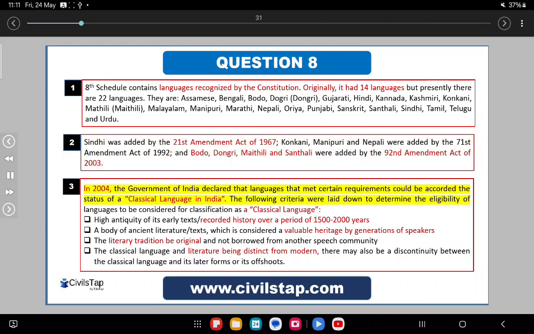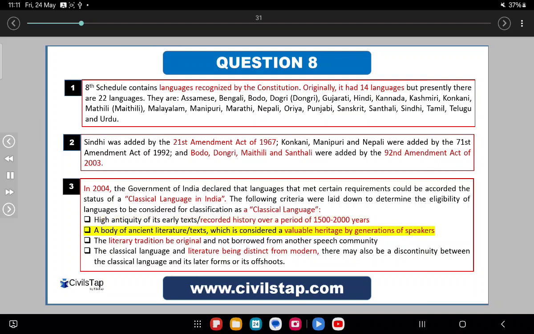2. In 2004, the Government of India declared that languages that met certain requirements could be accorded the status of a classical language in India. The following criteria were laid down to determine the eligibility of languages to be considered for classification as a classical language. High antiquity of its early texts, recorded history over a period of 1500-2000 years.